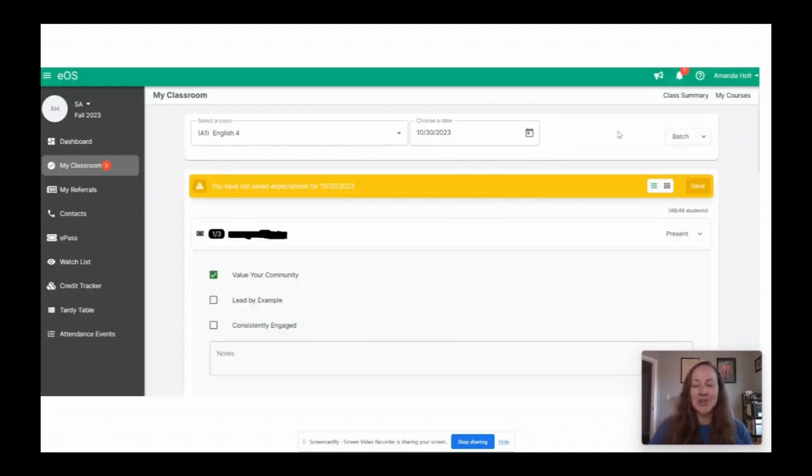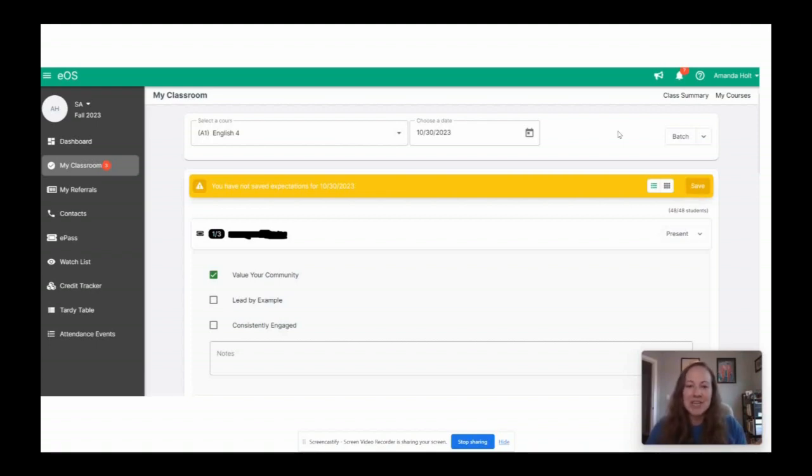Every day your teachers are going to log on to EOS, and after each class, we're going to give you EOS points, right? And there are 3 points. Did you value your community that day? Did you lead by example? And did you consistently engage? And so your teachers hopefully will give you all 3 points if you are valuing your community, leading by example, and consistently engaging with their class. But you may end up losing points for various things.